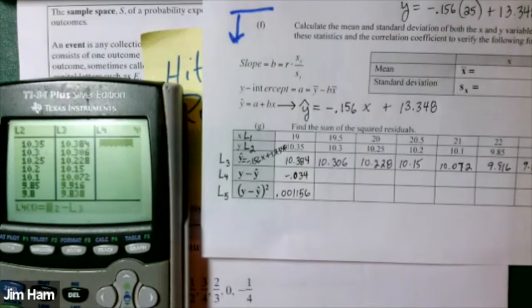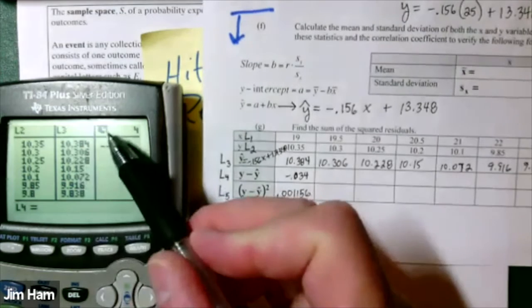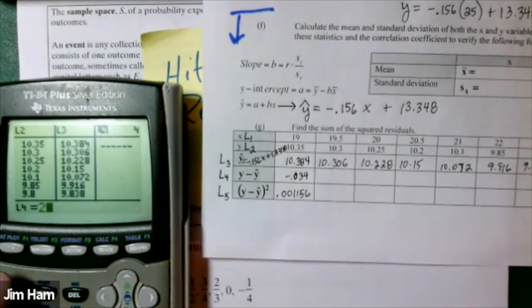So I'll clear this out. Now I want to go up and highlight L4. So once L4 is highlighted, then we'll do L2 minus L3.